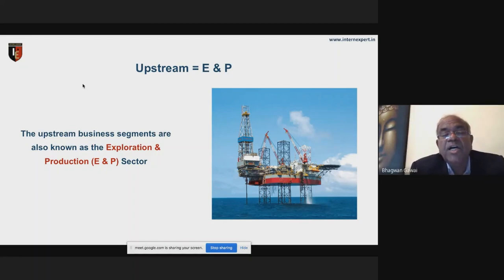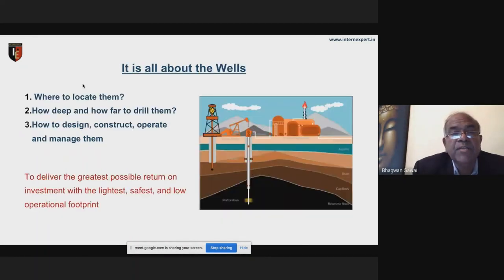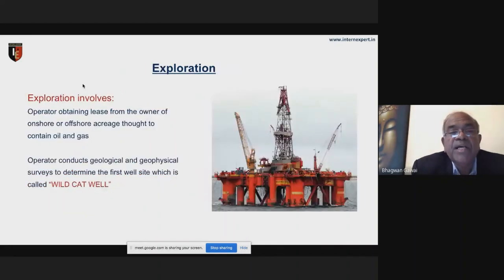Exploration and production. This is a sector, and this is the initial stage. When you want to start, you do the studies and all. Where to locate the wells? How deep and how far will the drilling operation go? How to design, construct, operate, and manage them? In this upstream stage, you do all these studies and everything.